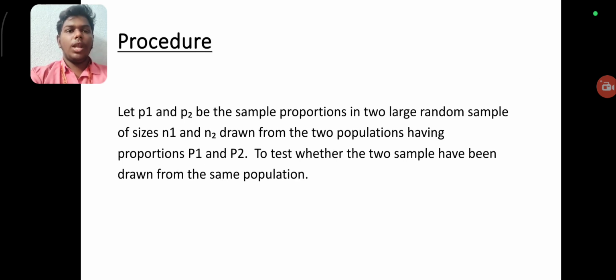Procedure: let P1 and P2 be the sample proportions in large random samples of sizes N1 and N2 drawn from the two populations having proportions P1 and P2, to test whether the two samples have been drawn from the same population or not.